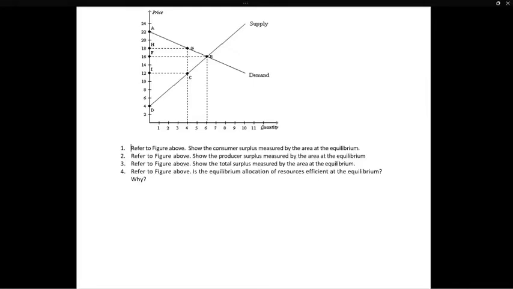Let's explain market efficiency using this example. First, we want to show the consumer surplus measured by the area at the equilibrium. We're not going to do any calculations, we will just show the area. What is consumer surplus again? Consumer surplus is the difference between the buyer's willingness to buy and the price the buyers actually pay.